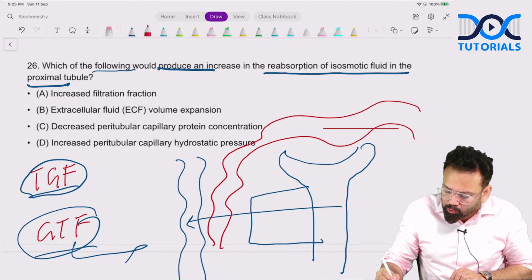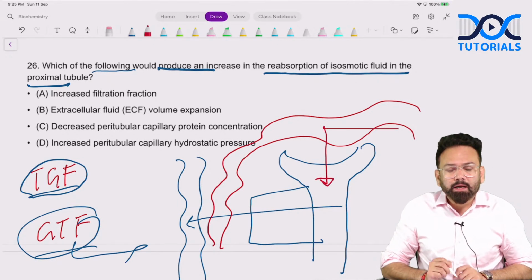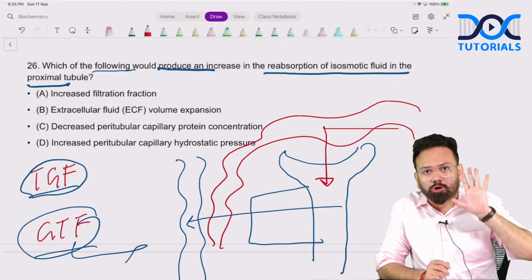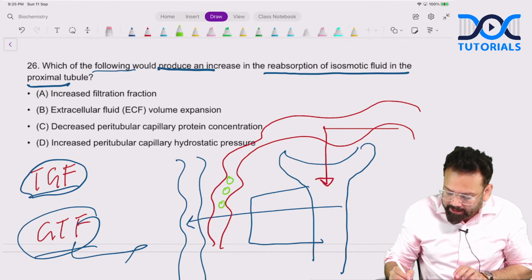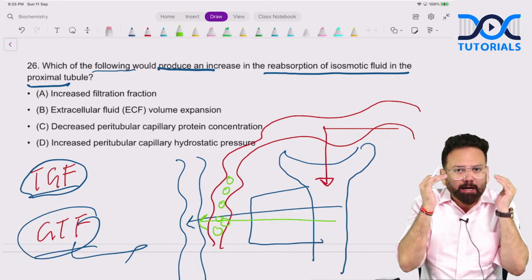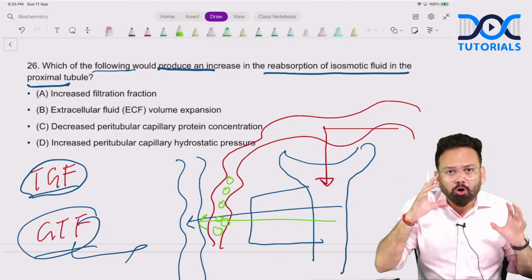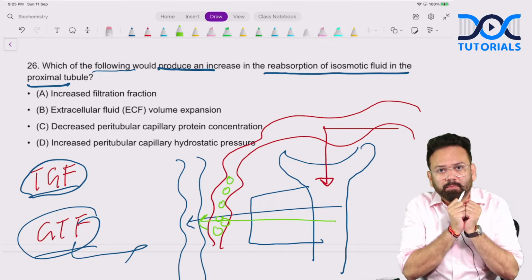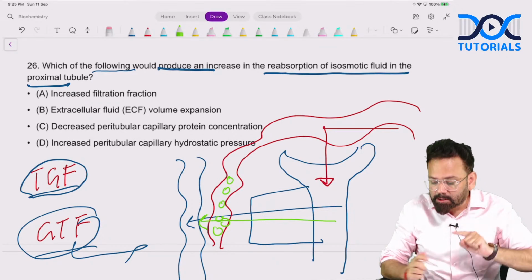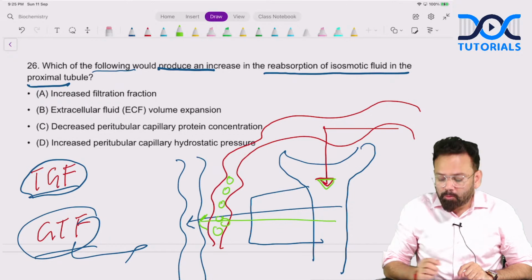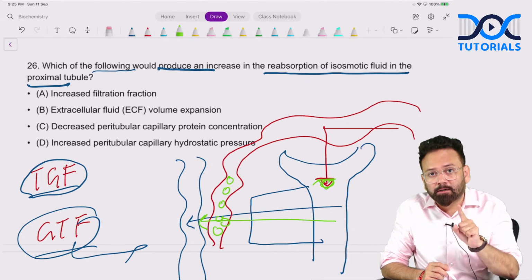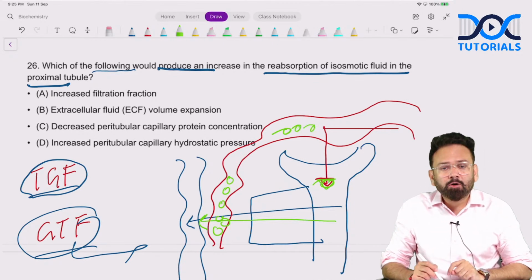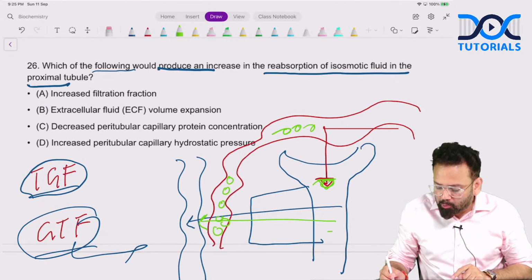Suppose there is more amount of filtration. If there is more filtration due to any cause, proteins are not filtered, so proteins will accumulate. You know there are two pressures. Hydrostatic pressure is moving the water, oncotic pressure is retaining the water. So if there is more filtration fraction, more plasma is filtered. Remember that proteins are not filtered. So more proteins will accumulate, the oncotic pressure will be higher and there will be more resorption of water.